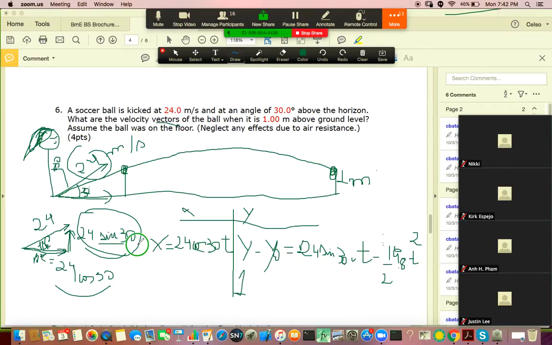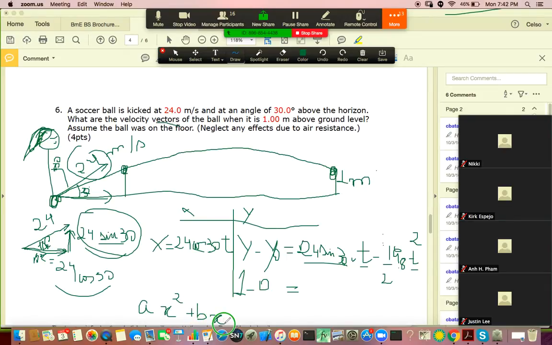And what is y naught? You tell me. What is the y naught? 0. So you have 1 minus 0 is equal to some number times t and another number times t squared. So you have a second degree equation, and I saw some of you don't know how to solve a second degree equation. This is supposed to be given.